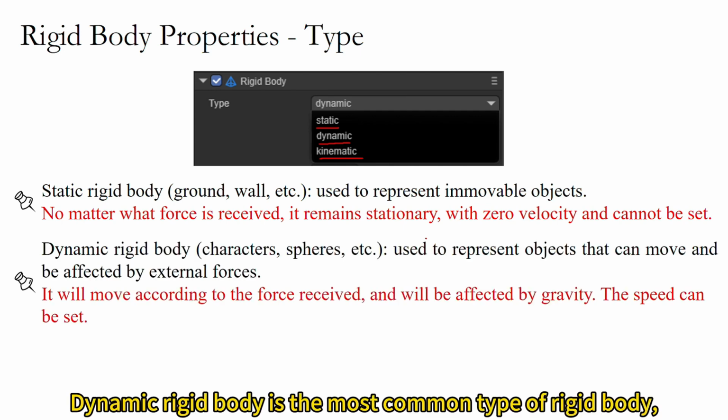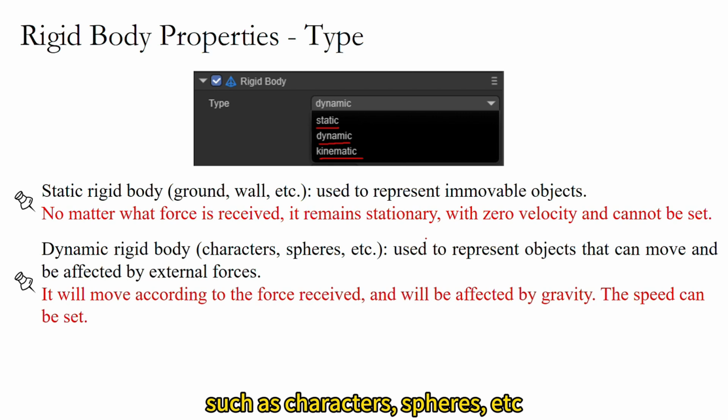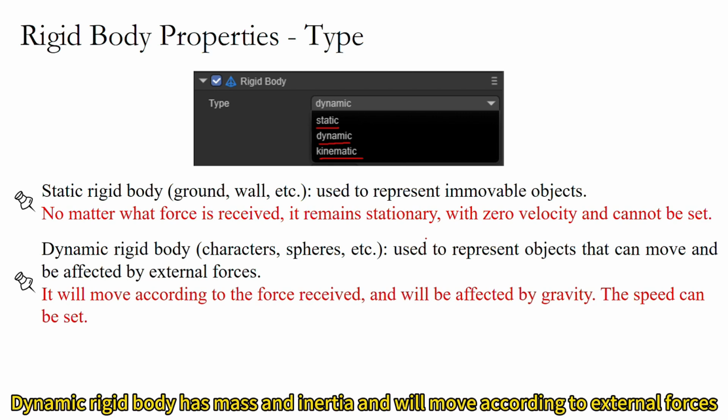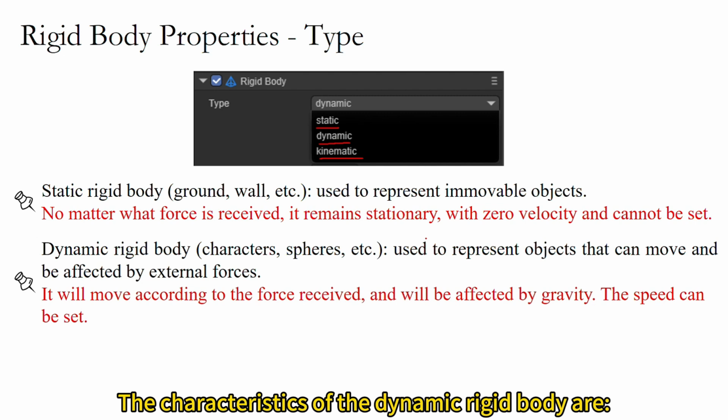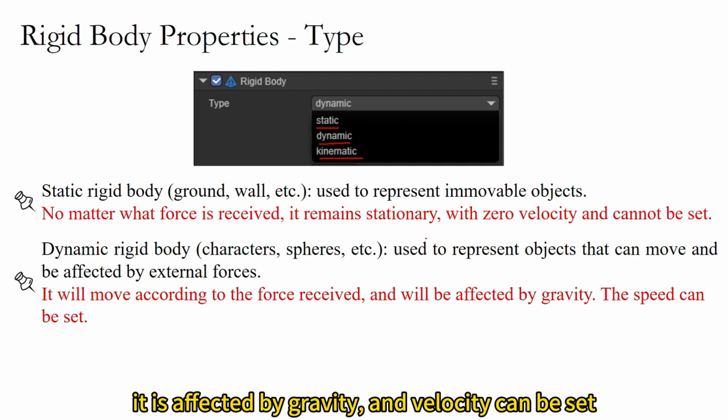Dynamic rigid body is the most common type of rigid body, used to represent objects that can move and are affected by external forces, such as characters, spheres, etc. Dynamic rigid body has mass and inertia and will move according to external forces. The characteristics of the dynamic rigid body are: it moves according to the forces received, it is affected by gravity, and velocity can be set.